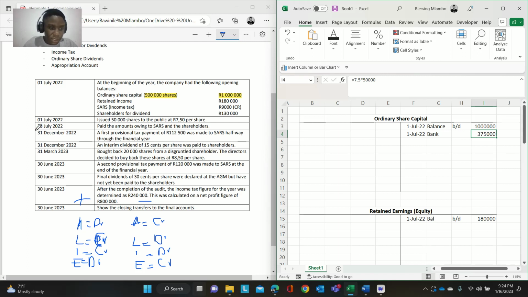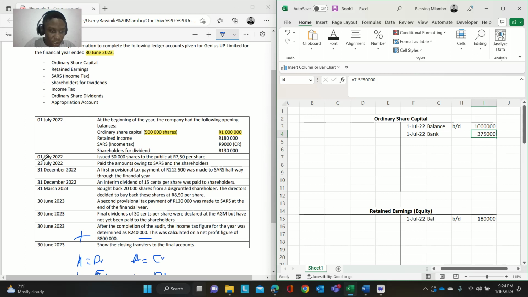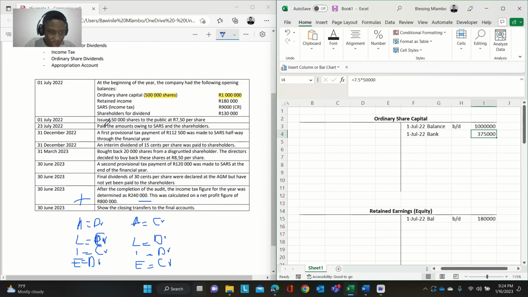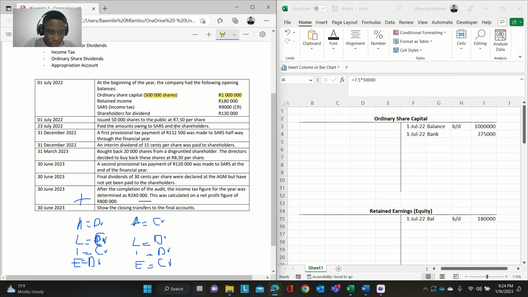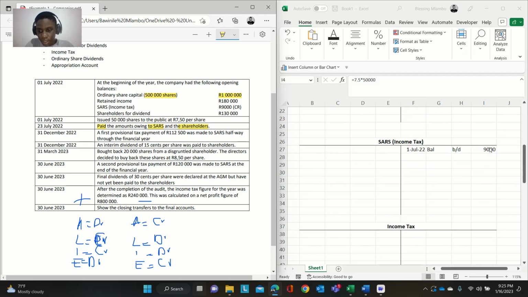Let's go to the second transaction. On the 23rd of July 2022, paid the amount owing to SARS and shareholders. So the company paid amounts owing to SARS and shareholders, meaning that their liabilities, the money owed to SARS and shareholders, is decreasing. Remember, at the beginning, we were owing SARS 9,000 rand.